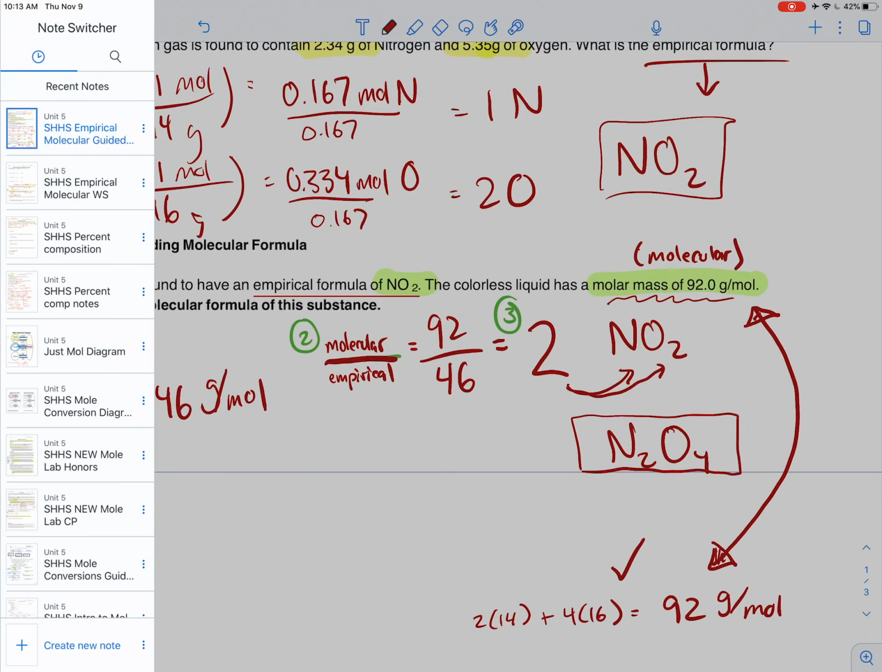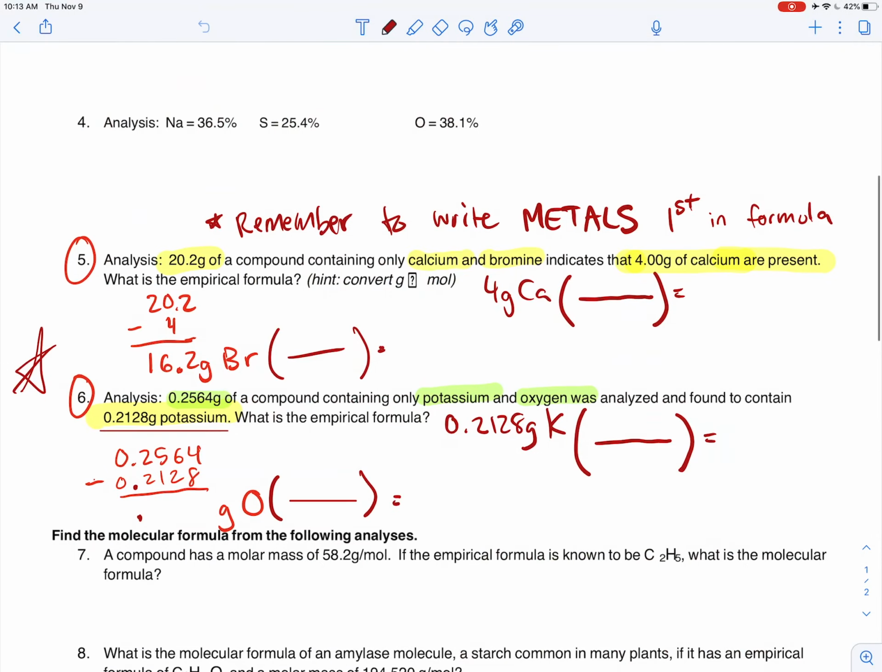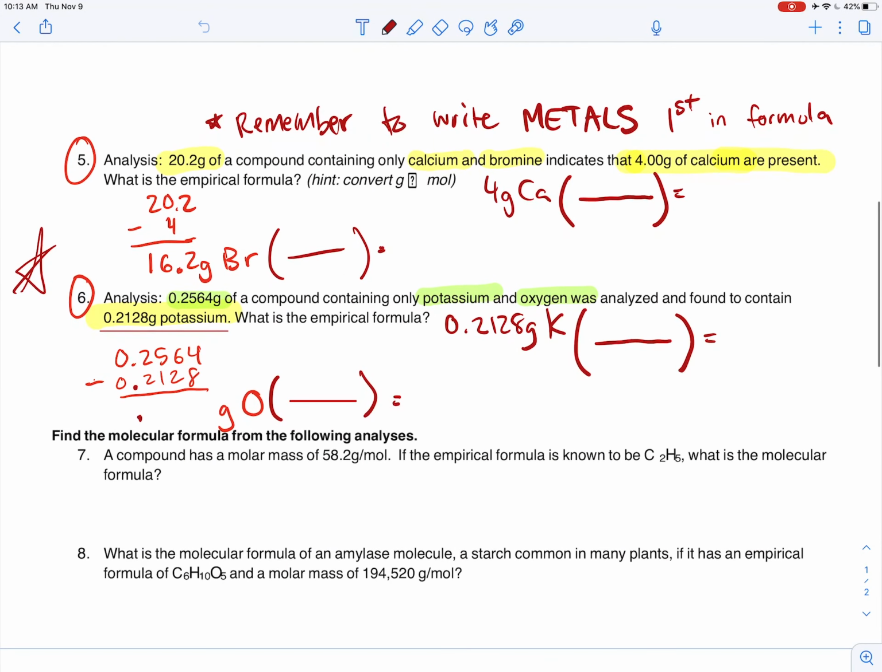When you get to the homework, 5 and 6 are a little different. They don't give you the amount of bromine for 5, and they don't give you the amount of oxygen for 6. So we have to do a little bit of subtraction here. That'll allow you to get the grams of oxygen and the grams of bromine for 5 and 6.